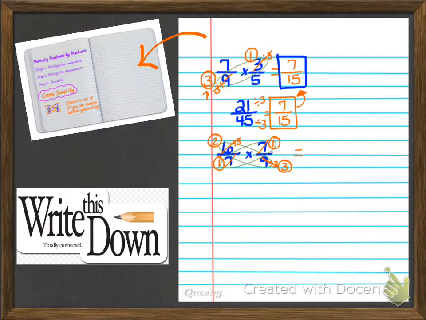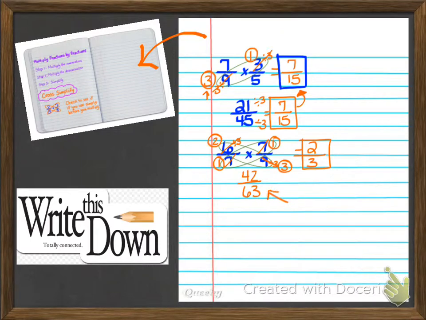So let's multiply our numerators. On the top, what we have left is a 2 times a 1. That gives us 2. On the bottom, what we have left is a 1 times a 3, which gives us a 3. So you can see our answer is 2/3.